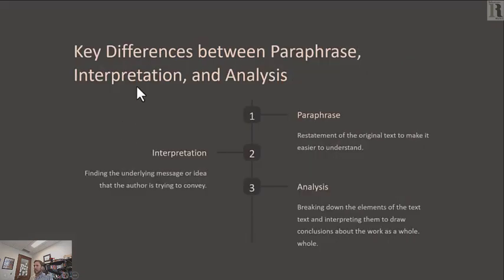So just to review, paraphrase is a restatement of the original text to make it easier to understand. Interpretation is finding the underlying message or idea that the author is trying to convey. And analysis is breaking down the elements of the text and interpreting them to draw conclusions about the work as a whole. So in other words, you can see analysis as putting paraphrase and interpretation together, as connecting the text to the meaning through a close examination of the text. And this is what I would like you to focus on in the final revisions of your poetry essays.